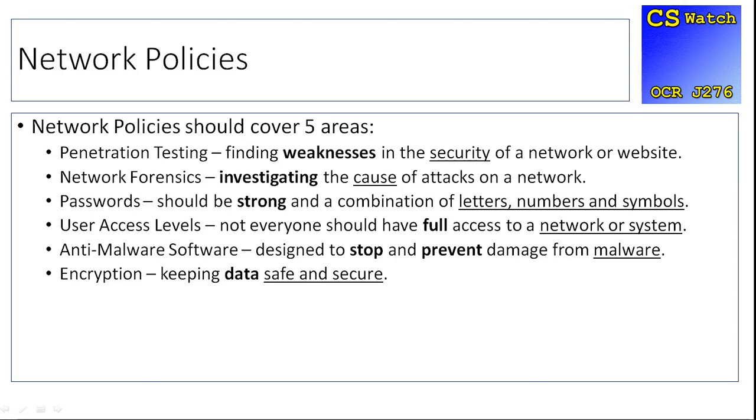So they can have regular penetration testing, which is finding weaknesses in the security of a network or on a website. They can have network forensics, so if something goes wrong, they can investigate the cause and see what's going on. They can think about passwords and user access levels. They can make sure they've got anti-malware software installed. They can make sure all their data is kept encrypted. All these policies can work in tandem and work together to keep a network nice and safe.